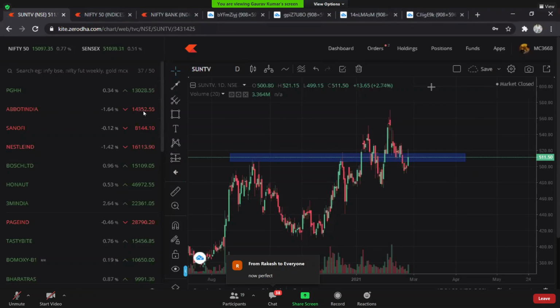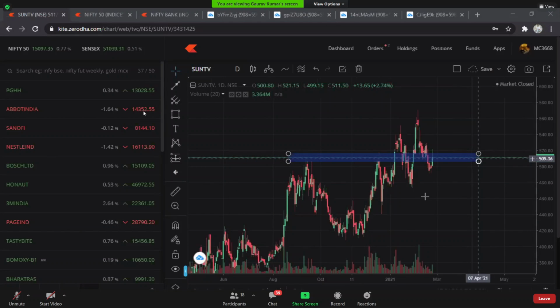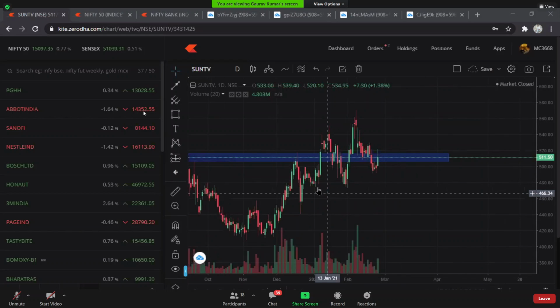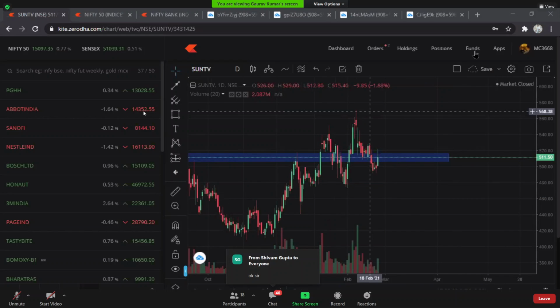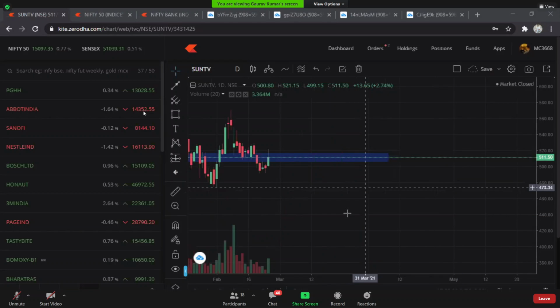Tomorrow's trade setup: I haven't analyzed anything for tomorrow yet. We'll analyze. What is a spread? It is in the option segment, and I'll be teaching you that as well. Don't worry. But for creating spreads, you need to have good capital. Good capital means a good amount of capital.